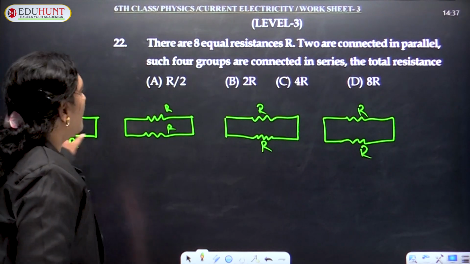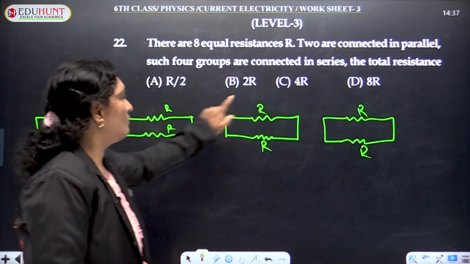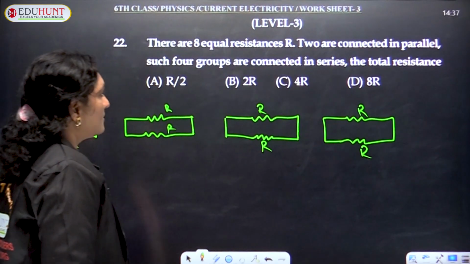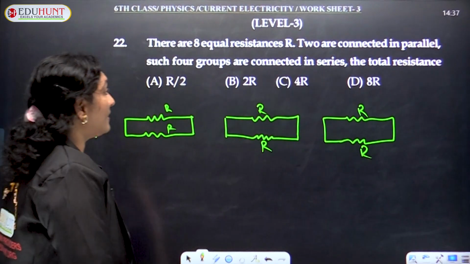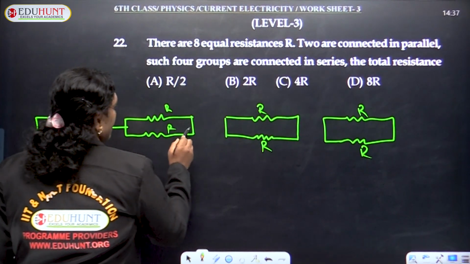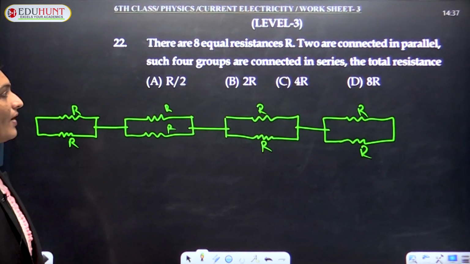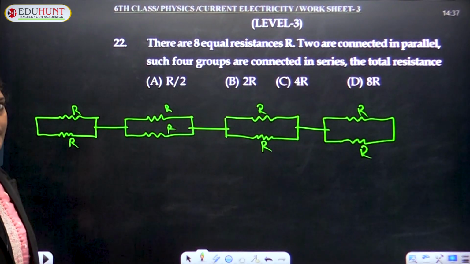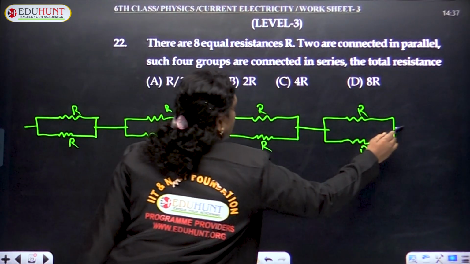So, there are 8 equal resistances each of R, 1, 2, 3, 4, 5, 6, 7, 8, and 2 are connected in parallel and such 4 groups are connected in series. These 4 groups are again connected in series. You are asked to find the total resistance. What is the total resistance, children? Let us solve it.